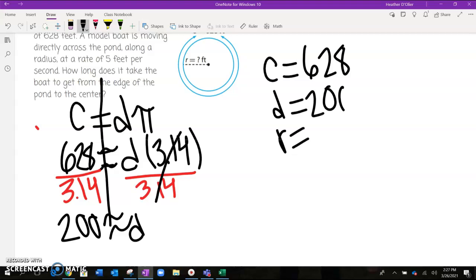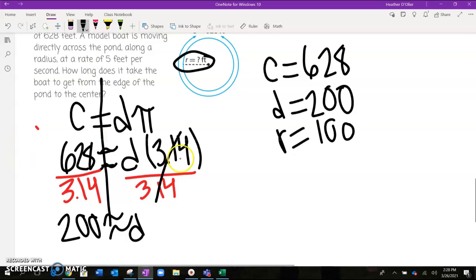It's 200. Wait, they wanted radius. Wait, I know radius. Radius is half of the diameter. So half of 200 is 100. Okay. Now I'm going to think about this boat.